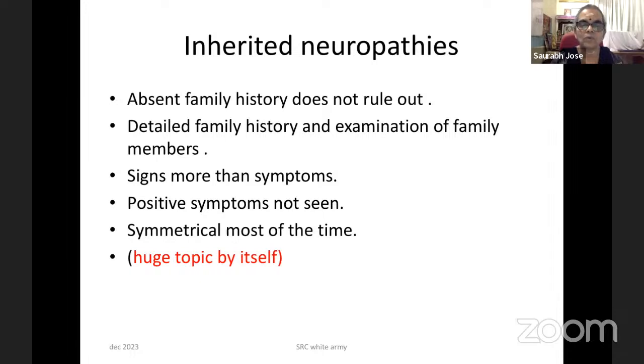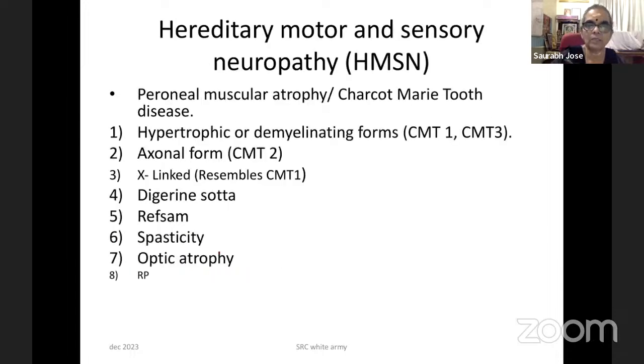Positive symptoms do not occur. As I said, there is no dysesthesia, there is no paresthesia, because there is no repair. So positive symptoms do not happen in inherited neuropathies, and most of the time they are symmetrical and of long duration. If these features are there, they point to an inherited condition.